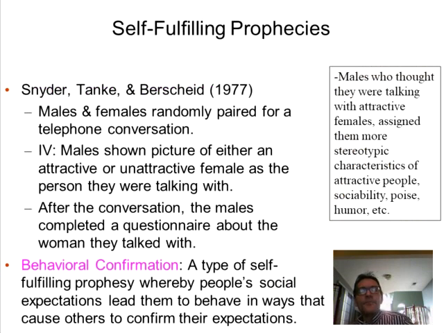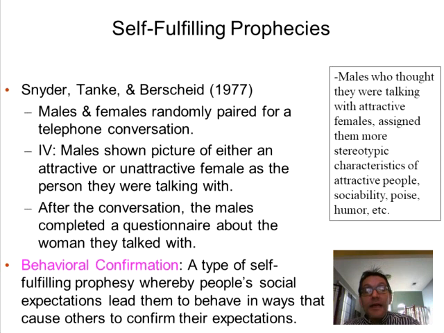Here's one where they took males and females and then they paired them up for telephone conversation. And what they did, though, was males were shown pictures of either an attractive or an unattractive female. The females didn't know anything about this, okay? And so then what happened was, after the conversations, the males completed a questionnaire about the woman they talked to. And so what happened was, after the conversation, the males, in fact, rated her as not pleasant or pleasant, depending on whether it was an attractive or an unattractive picture.